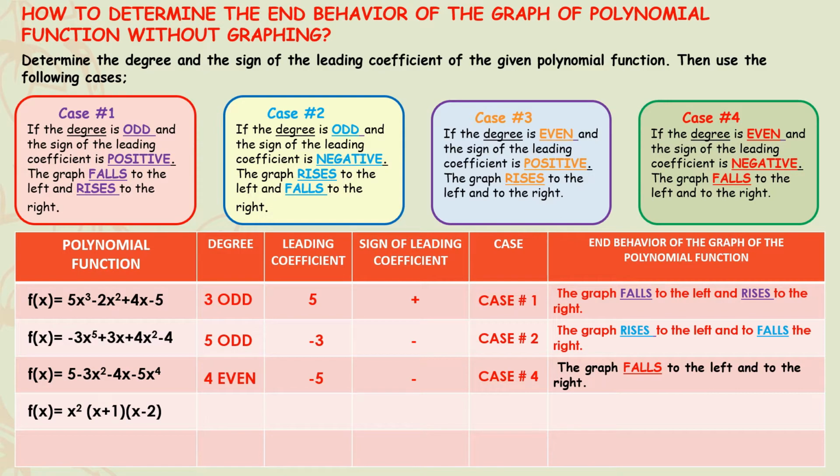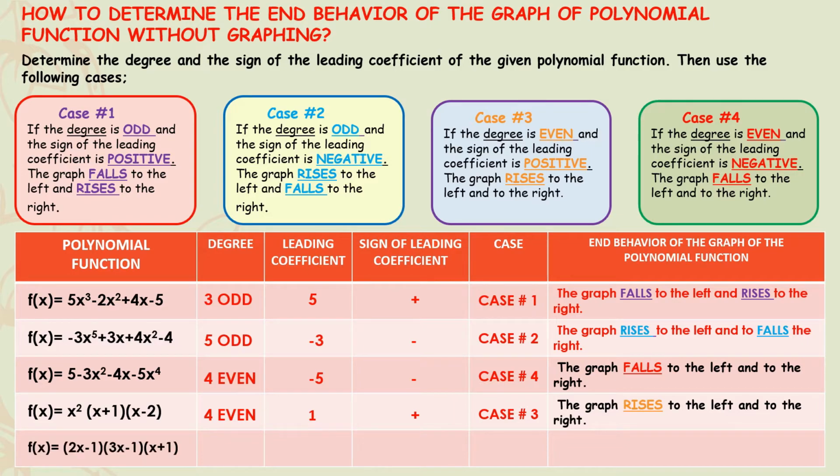Let's have the fourth one. f of x equals x squared times x plus 1 times x minus 2. Before you can determine the degree, you may first multiply the first terms of your factors, since the given polynomial is in factor form. So we have x squared times x times x, which is x raised to 4. Therefore, the degree is 4, an even number. The leading coefficient is 1 and the sign is positive. Since the sign is positive and the degree is even, this is under case number 3. The end behavior is that the graph rises to the left and to the right.